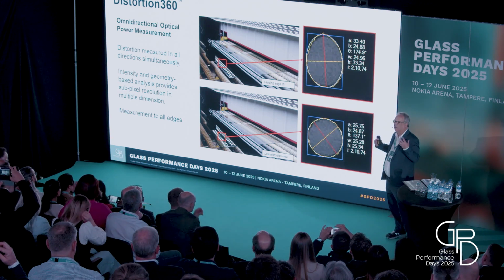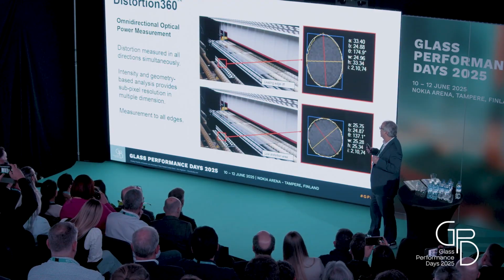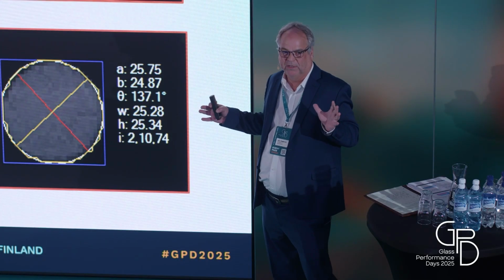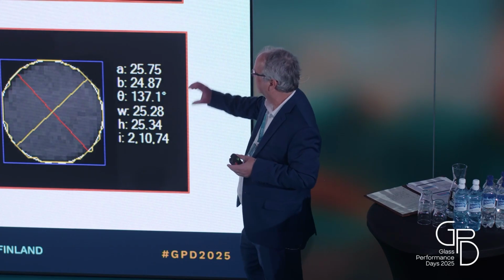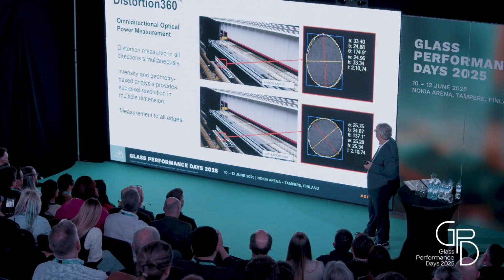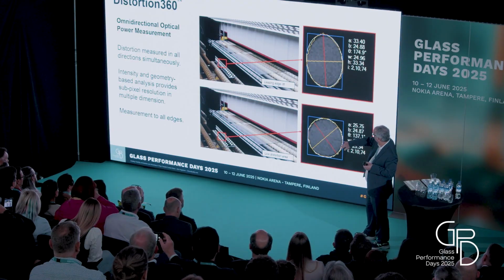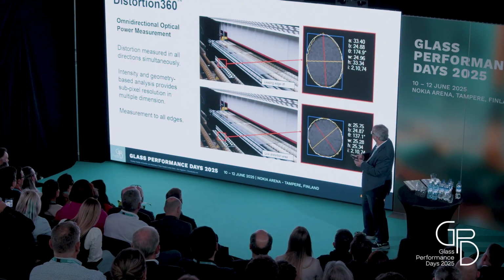There's something we call Distortion 360. As I talked about earlier, in the old days, it was all about roller wave and edge lift. That's all we cared about, measuring in one dimension how the images get bigger and smaller, only in the dimension of the conveyor.